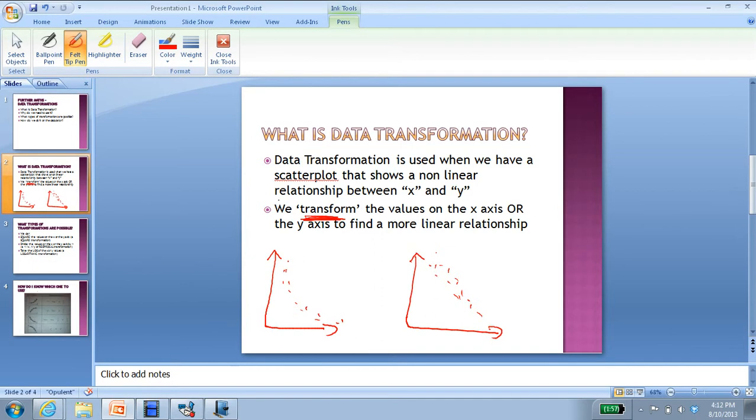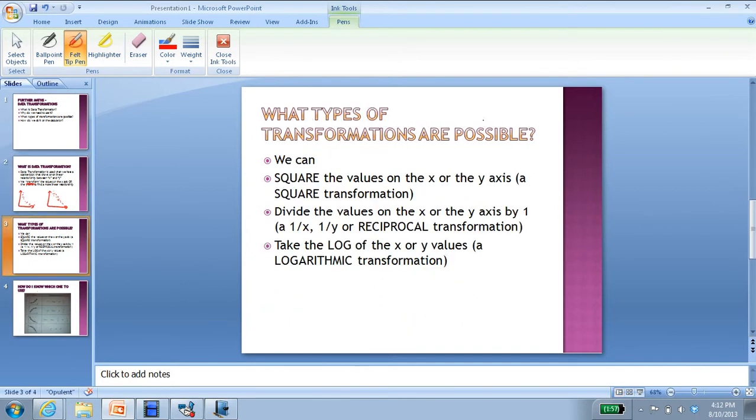Now, when we're talking about transforming values, we're doing something to the x values or the y values. And the options we basically have, we have one of three options. We can square the x values or the y values, so we end up with an x squared axis or a y squared axis, and this is what we call a square transformation.